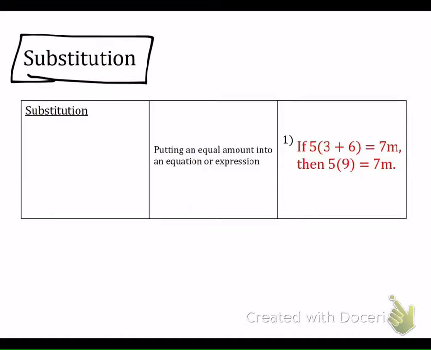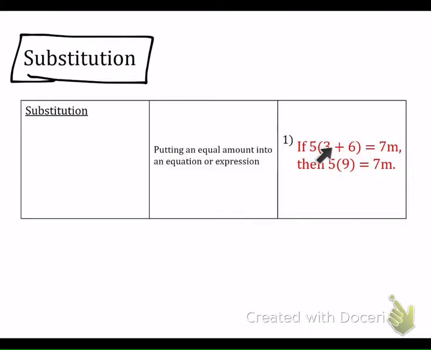Okay, here's our next property. This is the substitution property. It says that you can substitute a value in and your equation is still true. Okay, so over here is an example. It says if 5 times (3 + 6), and they're telling us that equals some quantity 7m.